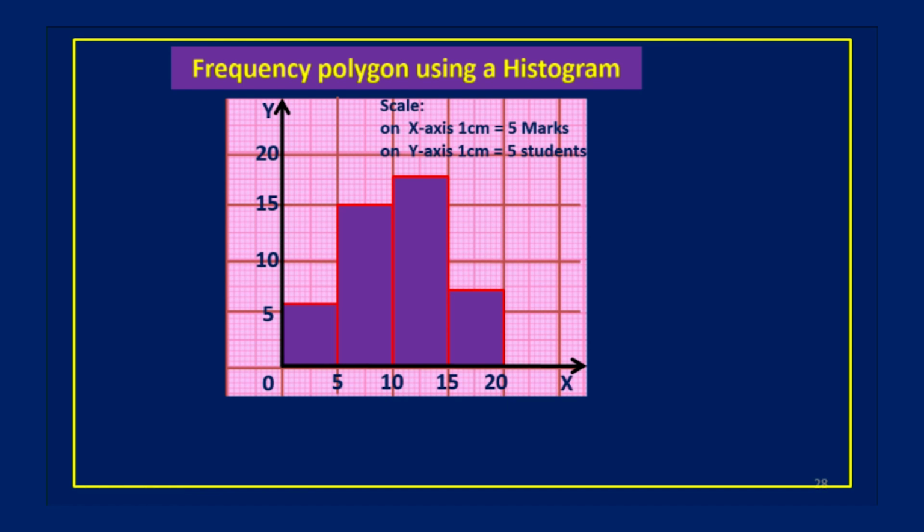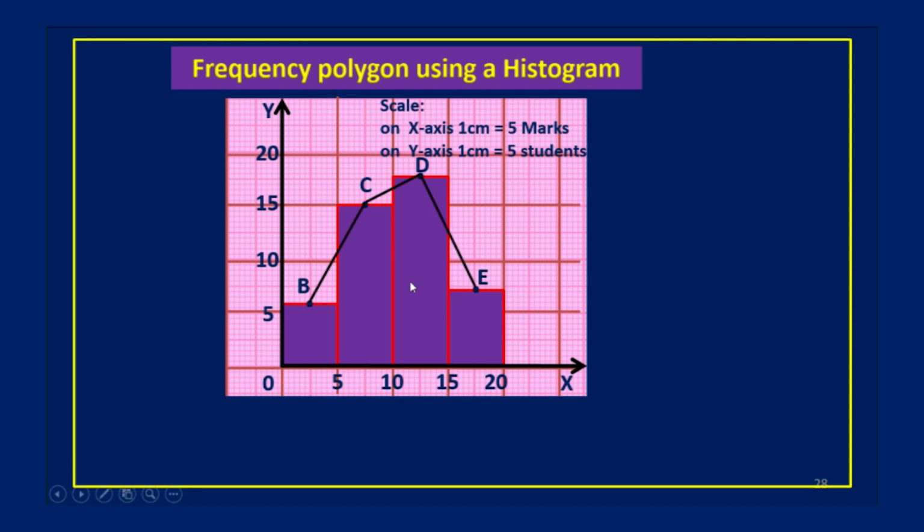Okay children, now I am constructing a frequency polygon using a histogram. This is the histogram we already constructed. Now how to draw a frequency polygon for this? Let us understand. First, I have to take the middle point of the top of the bar. Next, I am taking the point as B, second middle point C, third middle point D, fourth middle point E. See children, here we have 4 bars. So, I am finding the middle point of the top as B, C, D, E. Now, what you have to do? You have to join them so that you will get a frequency polygon.